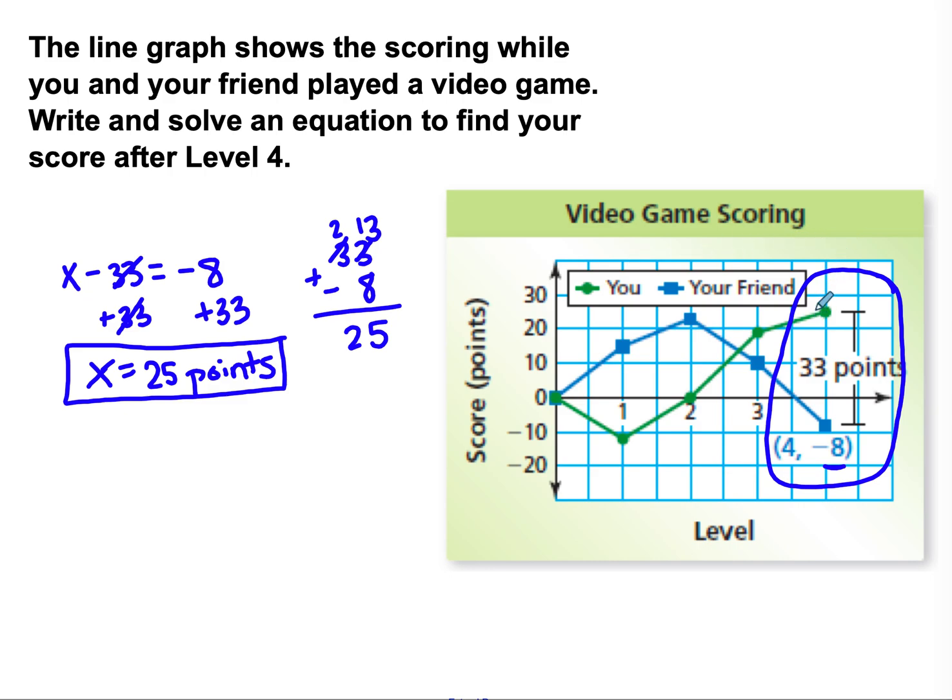X equals 25 points. And if I look at where my value is and I kind of follow it over to the side, yeah, that looks like that would be about 25 points. It's about halfway in between 20 and 30.